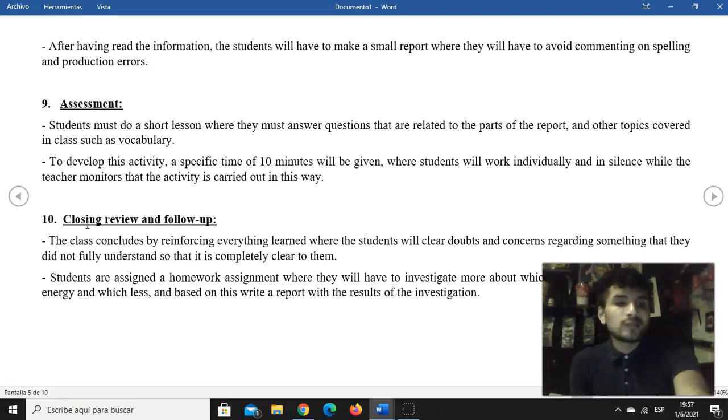The students are assigned a homework assignment, where they will have to investigate more about which electronic device uses more energy. Also, they have to investigate which electronic device uses less energy. Based on this, they have to write a little report with the results of their investigations.